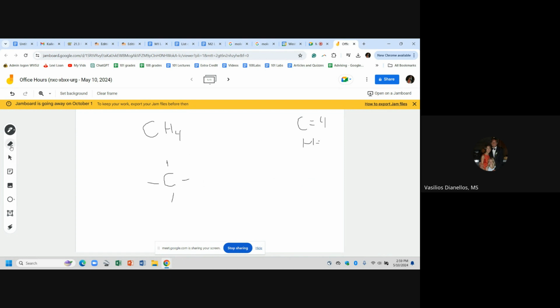All right. And now my hydrogens, I need 4 of them. So, 1, 2, 3, 4. And that's it, right? This carbon has 1, 2, 3, 4 bonds. Each hydrogen only has 1 bond. So that is correct.